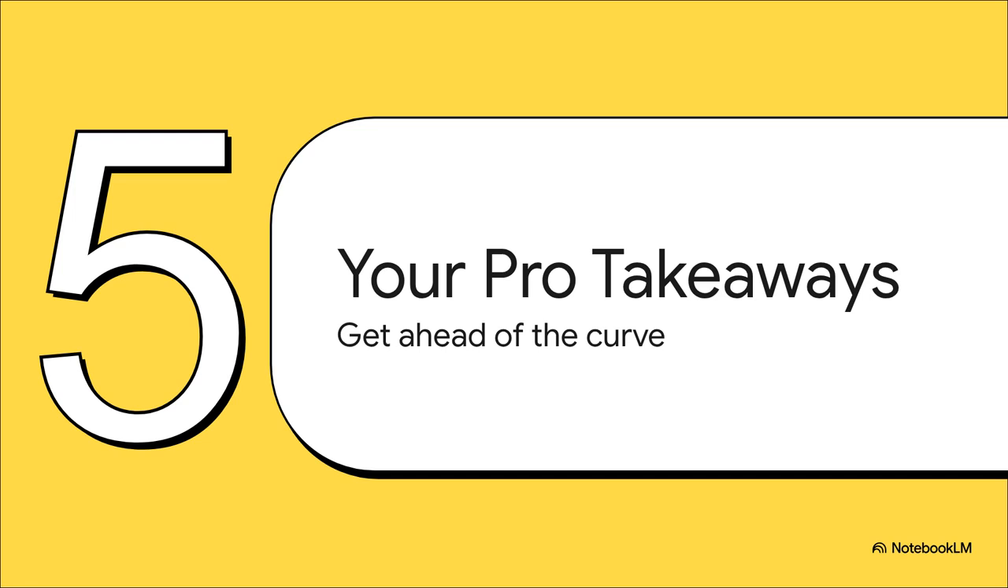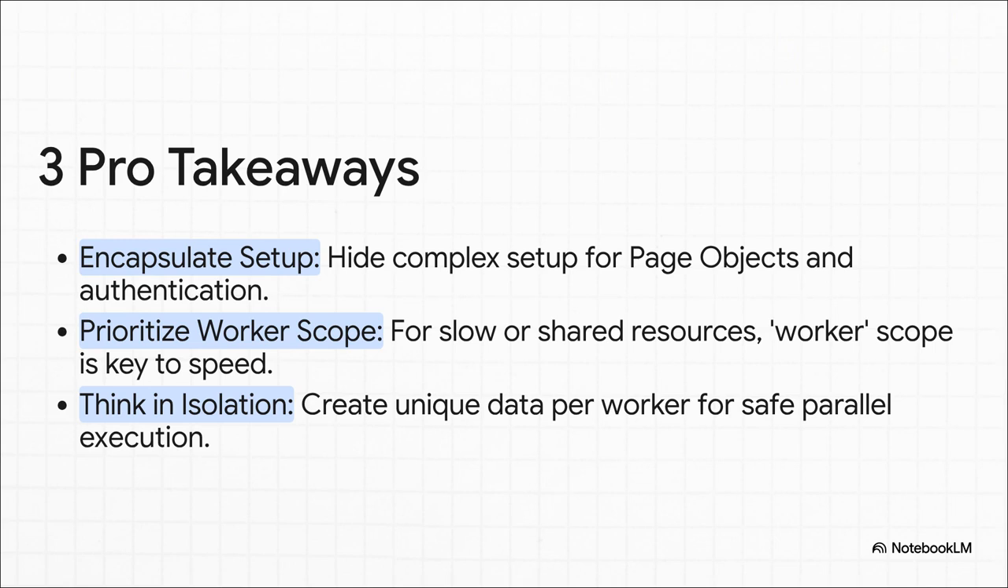Whew, okay, we have covered a lot of ground. So let's boil it all down to the absolute essentials. If you can master these key ideas, you will be so far ahead of the curve when it comes to debugging. Here are your 3 pro takeaways. Number 1, trace on retry. Put trace: 'on-first-retry' in your CI config. It is the single most effective thing you can do to catch flaky tests.